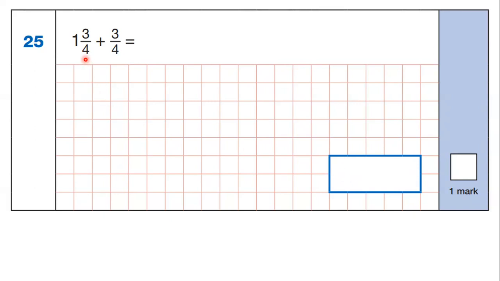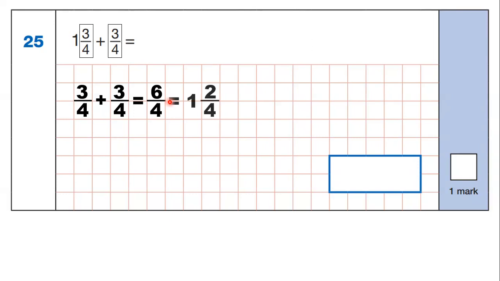Question 25. 1 3/4 plus 3/4. So we can work out 3/4 plus 3/4 and then add 1 to the answer. To add fractions with the same denominator, we keep the denominators the same and add the numerators, so we have 6/4. But we can't write 1 6/4 because we can't have a mixed number with an improper fraction, so we need to change 6/4 into a mixed number. That's 1 2/4, because 6 divided by 4 is 1 remainder 2, and the denominator stays the same.